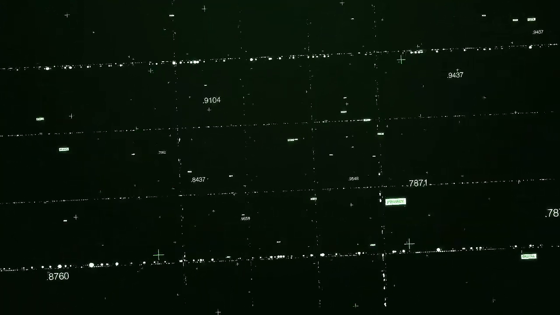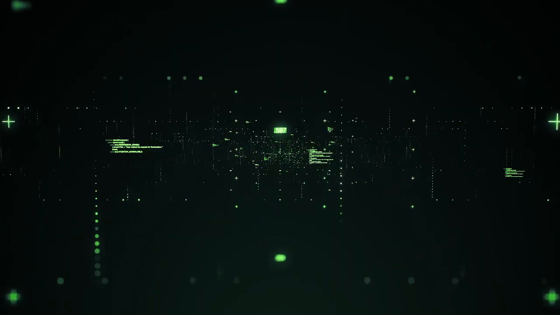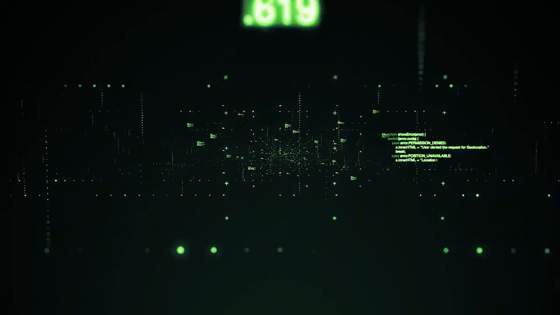LLMs are also being used to accelerate scientific discovery. Okay, in what way? They can analyze massive data sets, identify patterns that humans might miss, and even generate hypotheses for further research. So they're not just tools for learning or healthcare. Right. They're actually pushing the boundaries of human knowledge. Precisely. That's amazing.